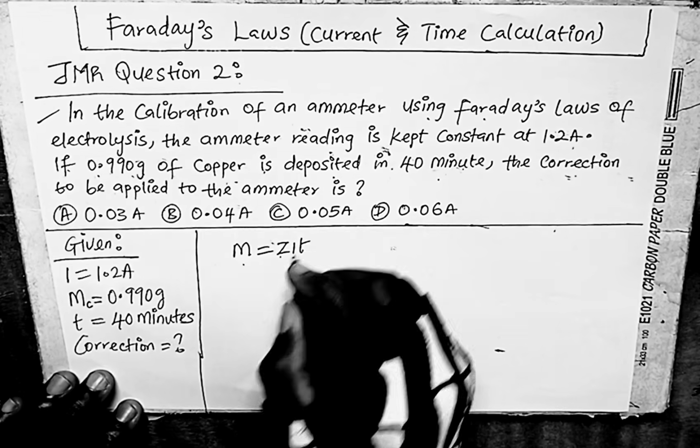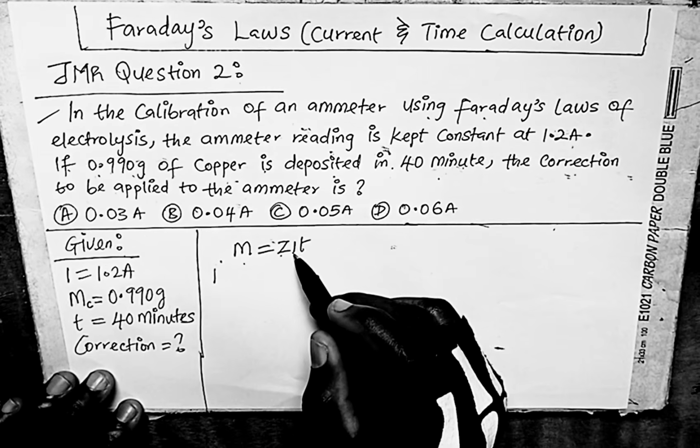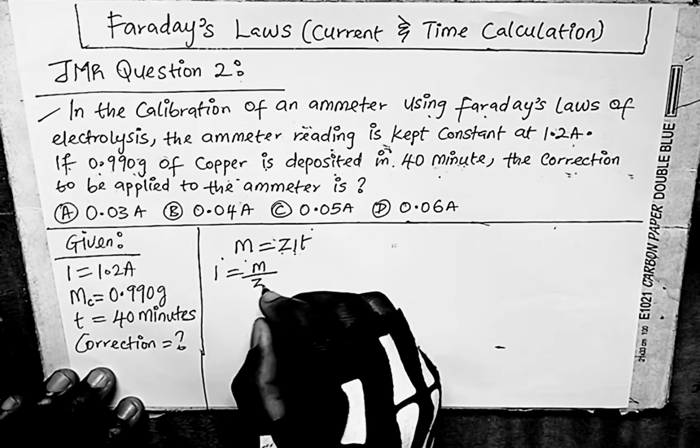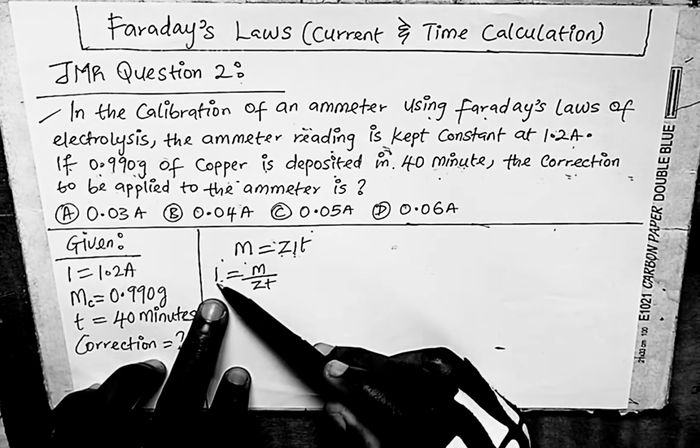Since they ask us to find the current, we will rewrite this formula and make I the subject of the formula. If we make I the subject, M will go up: I is equal to M over ZT. You understand that now? Okay. Now this is the formula we want to solve.